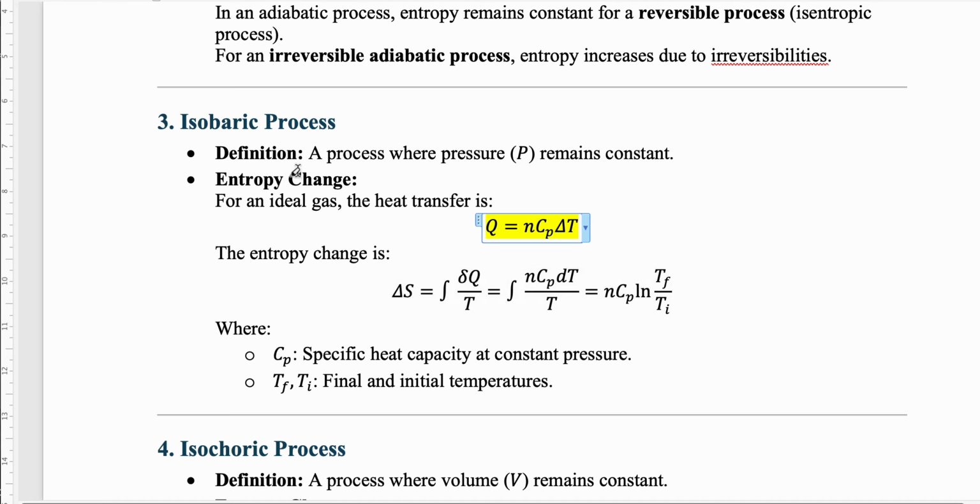Since it's an isobaric process, pressure remains constant, which does not necessarily mean temperature remains constant. So N Cp can be taken out, and this is ln of T, and then we can put the limits, let's say initial and final, so it is Tf divided by Ti. So this is the entropy in case of isobaric process.